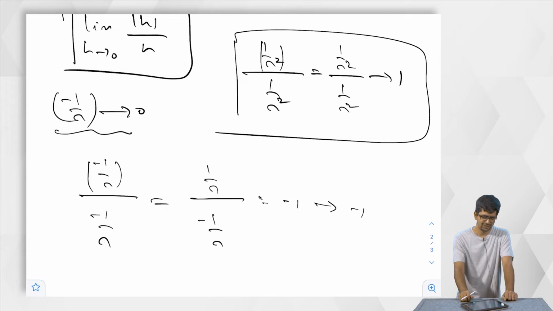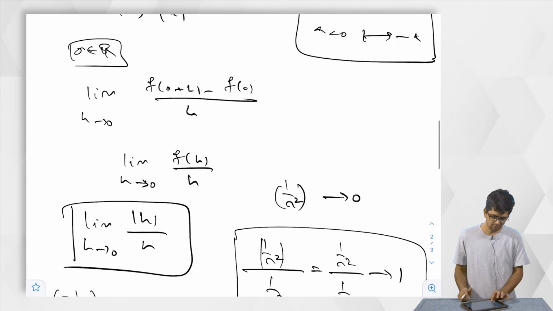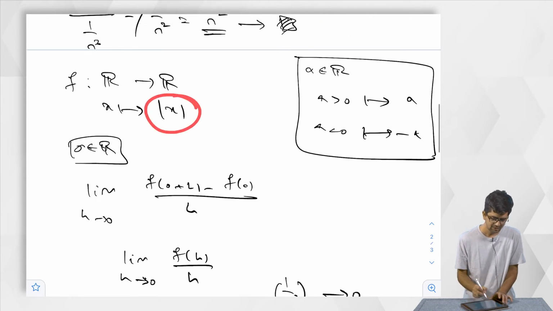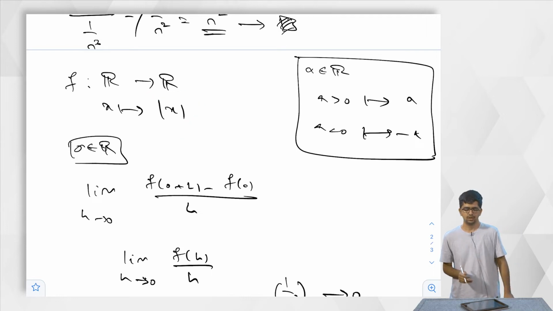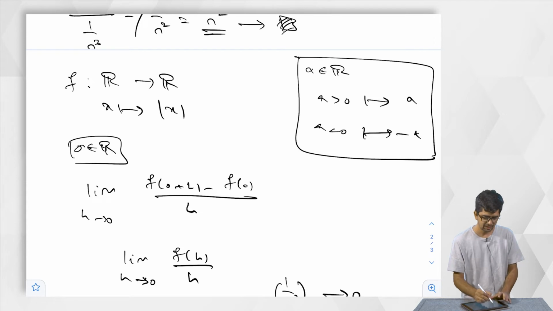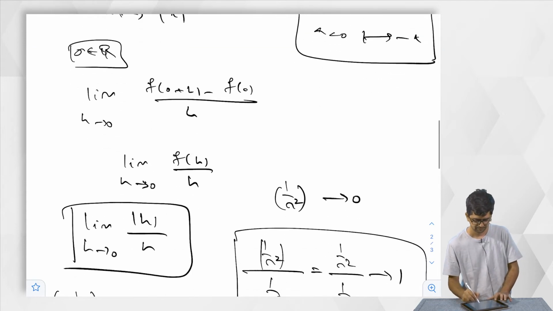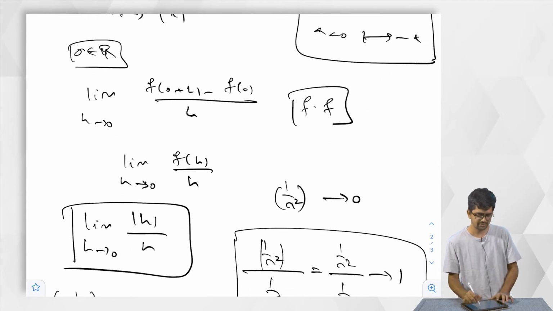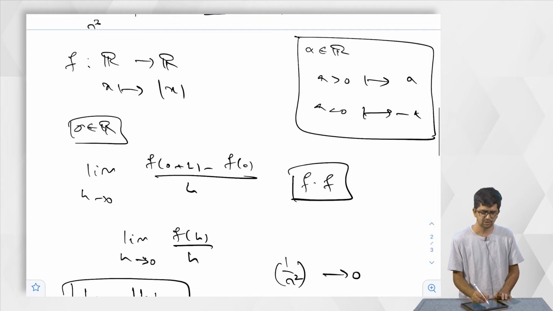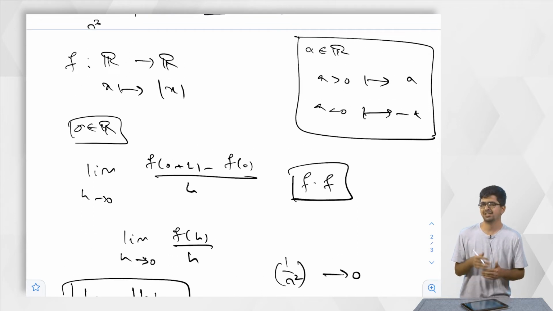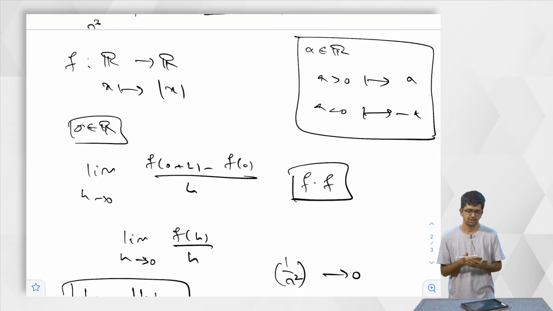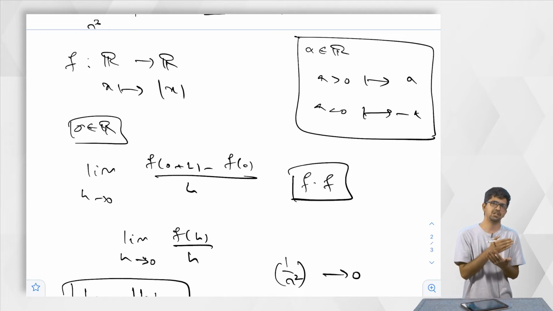And observe that even though this mod function is not differentiable at 0, if I do the same thing that I have done for differentiable functions and take the product f times f, what does it give? It gives mod x square, which is simply x square, but that function is differentiable at 0. Even though f is not differentiable at 0, f square is differentiable at 0.